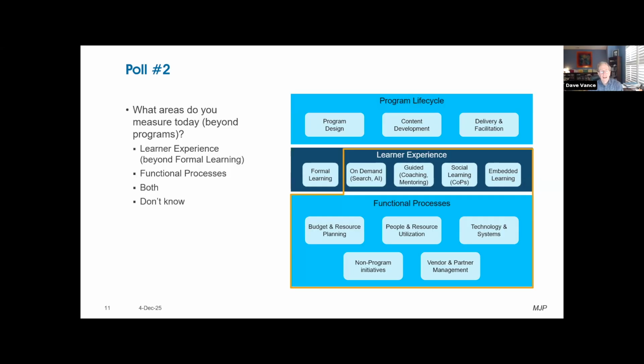Okay, so 38% of you said both. Good for you. And again, please put in chat what you're doing. We want to know. We learn from you as well as you learning from us. So we want to learn in both ways. The highest percentage was both, followed by learner experience at 27%, and then 11% functional processes, with 24% don't know. And that's fair, right? Part of what we're presenting are things you probably haven't thought about and likely not to know. But this is good to know that you're doing both.